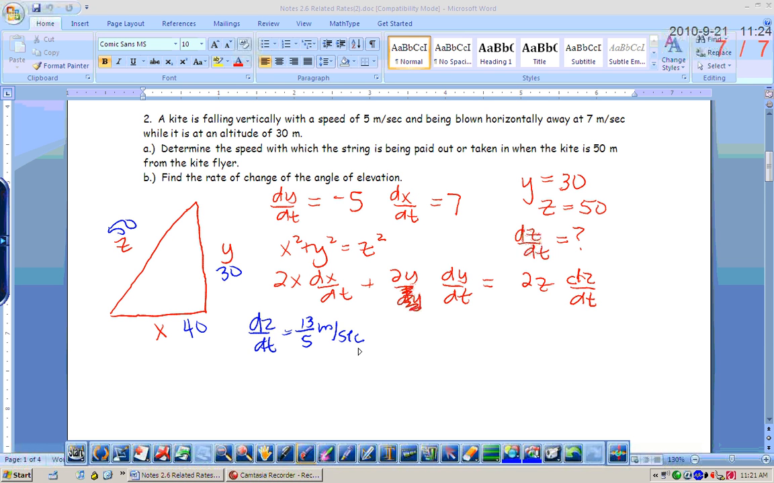Okay, part B, find the rate of change of the angle of elevation. It's not going to be the right angle. Is this the angle of elevation up here? No. Your angle of elevation is the line of sight to the kite and a horizontal. So theta right here. So I need to write some formula that involves theta. Okay? Sine of theta equals what? Good.